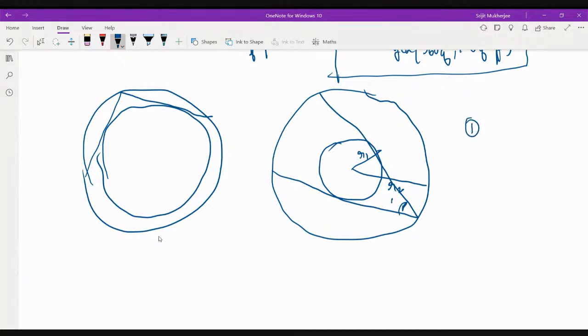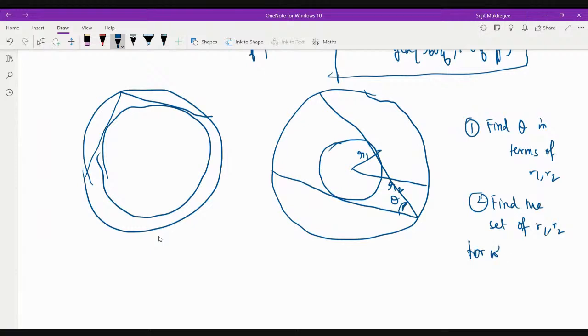Exercise 1: find theta in terms of r1 and r2. Find the set of r1 and r2 for which theta is rational, that is, for which it will return. You understand, guys? Because for theta rational it will only return.